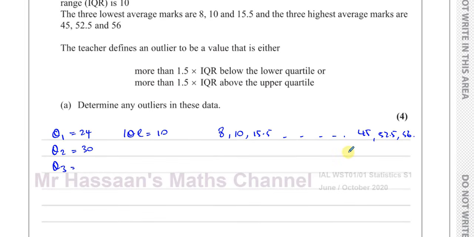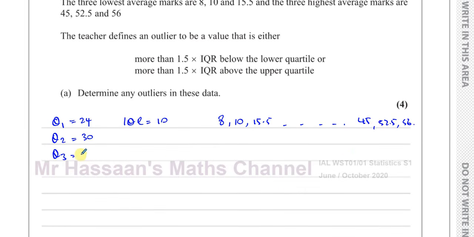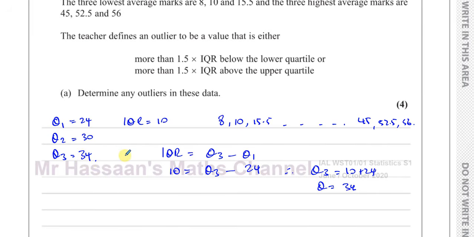So for us to determine the outliers, we have to know what Q3 is. Now we know that the interquartile range is the difference between the upper quartile and the lower quartile. So the interquartile range 10 is equal to the upper quartile, which we don't know, minus the lower quartile, which is 24. So therefore we can say that the upper quartile is equal to 10 plus 24. So the upper quartile is equal to 34. So we've got to determine the outliers.